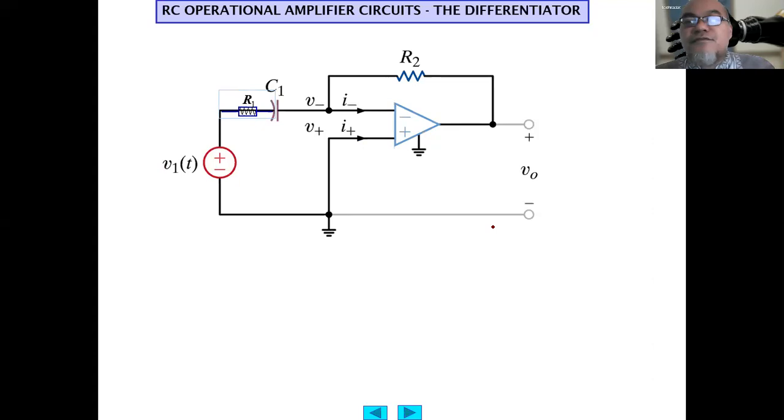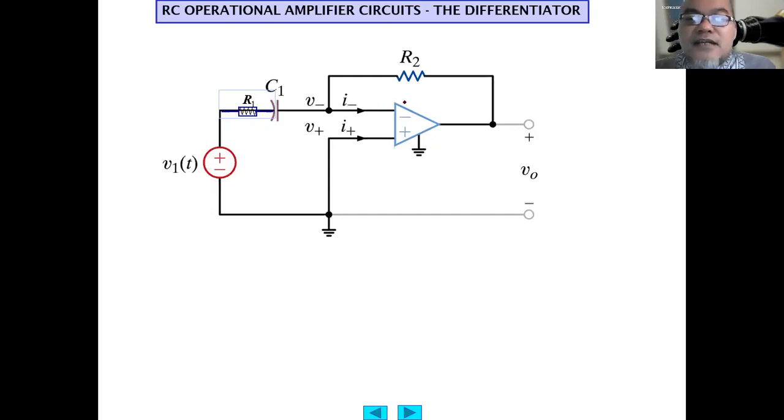Now, what if we move the capacitor to the input side and the resistor to the output feedback part? This R2 becomes the resistor here now. R2 is connecting the output to the inverting input of the op-amp, and the capacitor is connected here to the input voltage. We can also add a series resistor if we want. And usually there will be a series resistor, because even a wire has resistance.